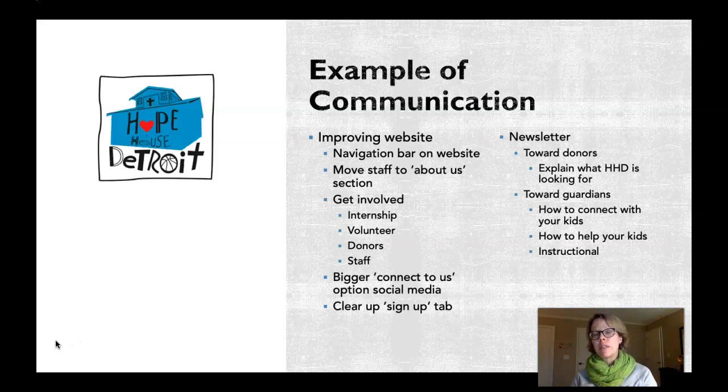And then we said we want to put together a newsletter for donors, explaining what Hope House Detroit needs, what they're looking for, and what kind of help they need. And maybe a newsletter for guardians of these kids, just giving them practical life strategies and advice as a way to be a thoughtful, valuable resource for them. So those are just some very basic ones. We had a lot of things. These are just two that I selected to put on this slide, for ways that we could put some tactics of communication in place for our client.